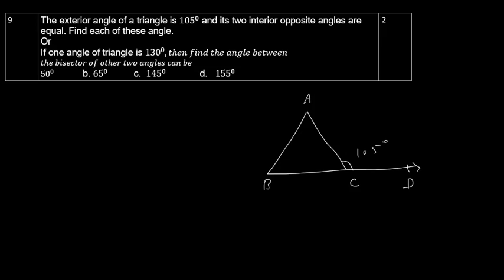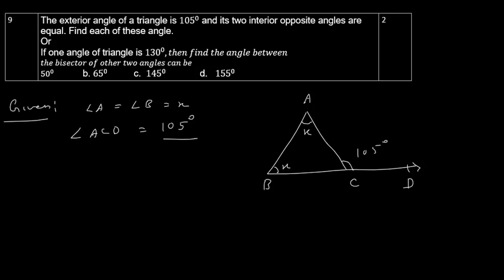Now this angle A and this angle B, it is given equal. So angle A, you can say that given angle A equal to angle B equal to x, and angle ACD is equal to 105 degree. Now you have to find each of these angles.